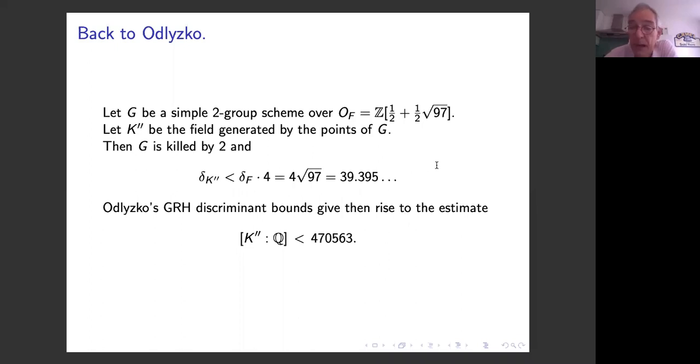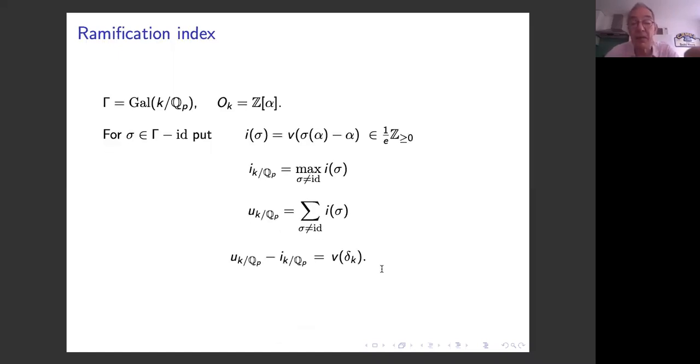Remember, over Q, the bound on the degree was 5. And we could control that. And this time, the bound is almost 500,000. So that is what happens when you collaborate with Lassina, I guess. Then you get these huge bounds. It was rather easy over Q to control this field that had degree at most 5 and is only ramified at 2. Now the bound is much larger. And I think I will skip this.